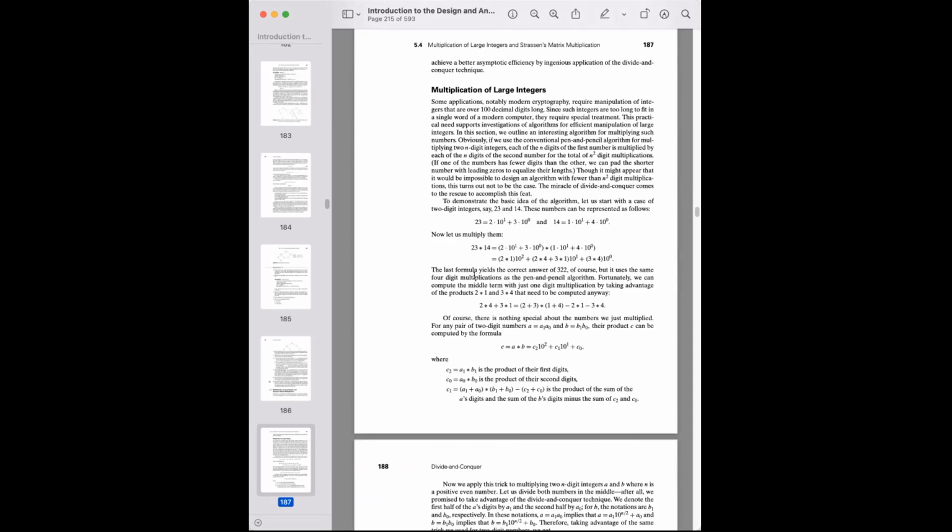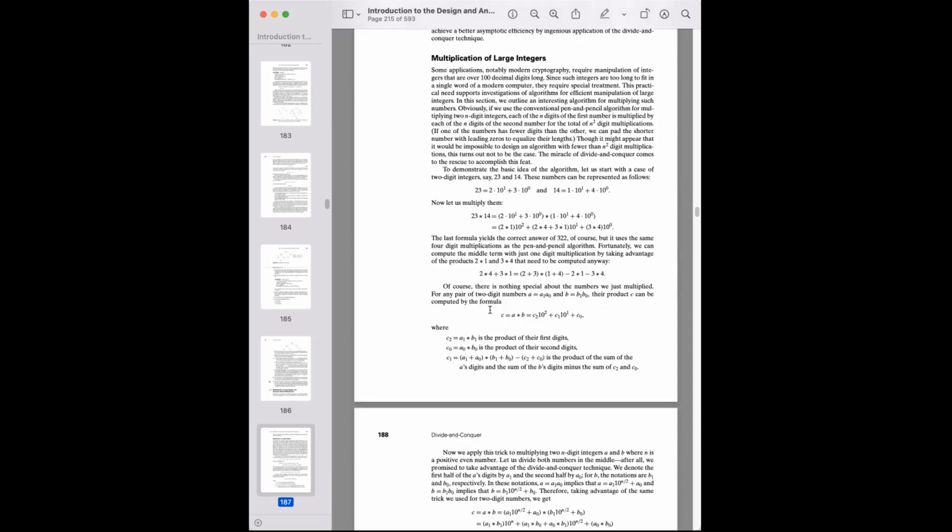So it gets into a formula that looks like this: if C is equal to A times B, then C equals C2, which we're going to calculate down here, times 10 to the second power, plus C1 times 10 to the first power, plus C0 times 10 to the 0th power, which is just 1. C2 is the product of the first two digits. C0 is the product of the second two digits. And then C1 becomes (A1 plus A0) times (B1 plus B0) minus the C2 plus C0 that we've just calculated.